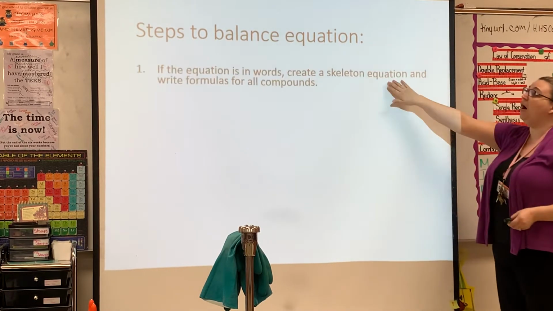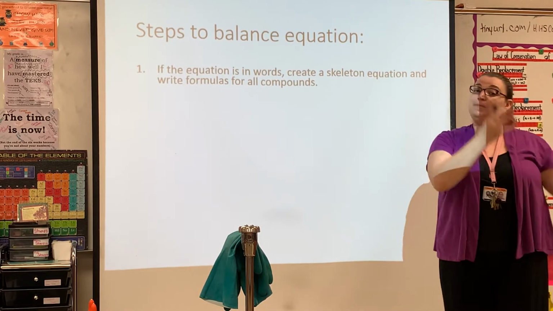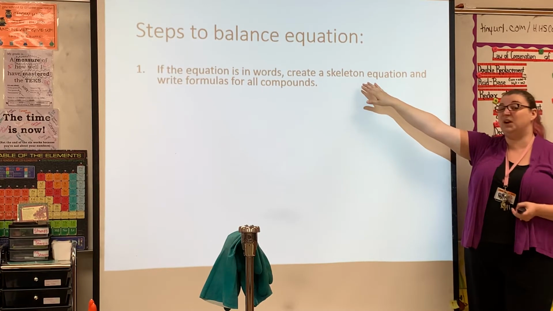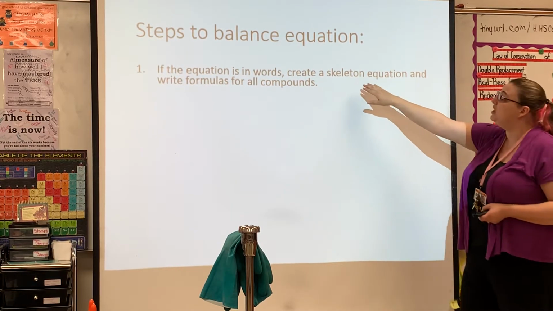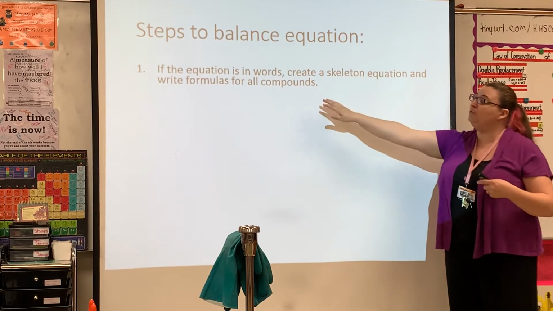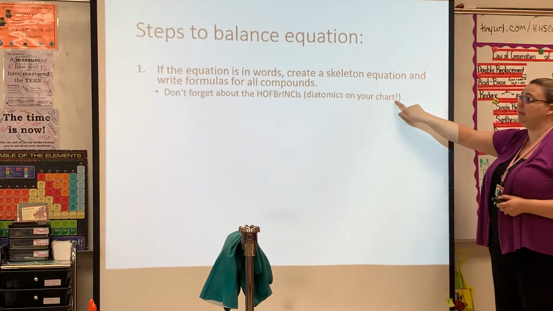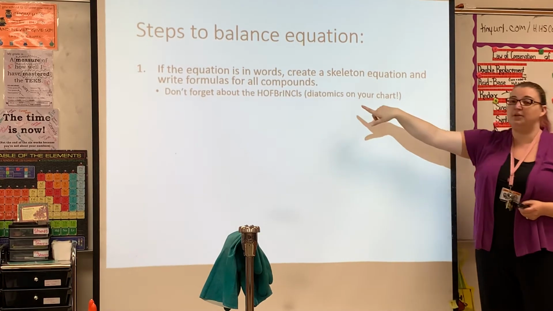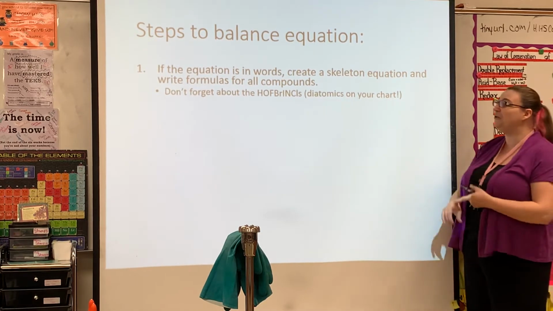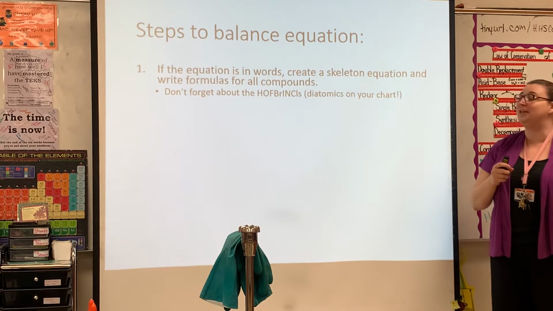Step number 1, oftentimes, remember the standard says we need to be able to both write and balance equations. So sometimes your equation is going to be in words. We're going to describe the reaction to you. So like we did yesterday, you'll create a skeleton equation and then write all the formulas for the compounds. Remember when you're doing this, like we did yesterday, don't forget about the Hofbrinkels. Okay, hydrogen, oxygen, fluorine, bromine, iodine, nitrogen, and chlorine, they all have to be diatomic: H2, O2, Cl2.